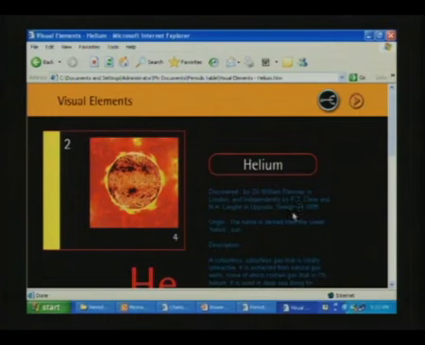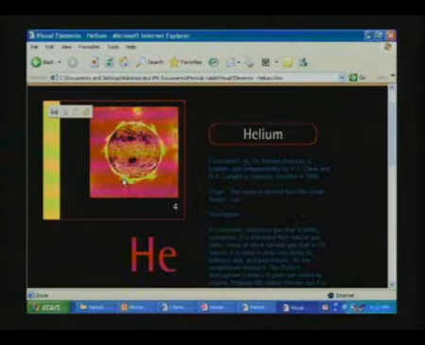Another thing for helium, as I told you, it was discovered by Sir William Ramsay and independently by Cleve and Langlet in 1895. The name, the origin, comes from the Greek term helios, sun. It is a colorless, odorless gas that is totally unreactive.